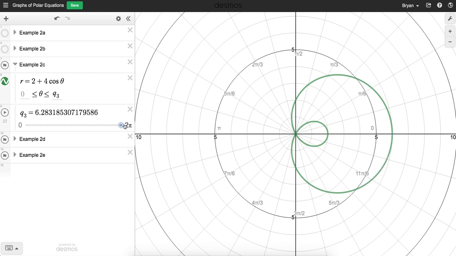We get this interesting looking graph. So it's almost like the last one where we had a circle and we pressed inward on it. This time it looks like we're pressing inward to the point where we're forming a loop inside of our circle, for lack of a better term.